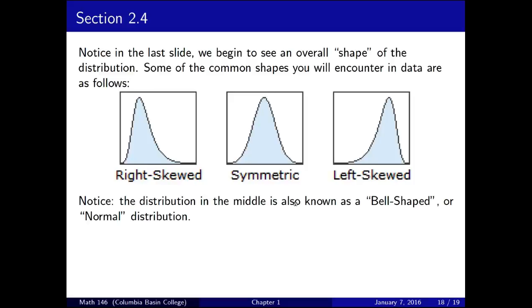This distribution in the middle is also known as a bell-shaped distribution, or maybe a normal distribution. We're going to use normal distribution most of the time in this class. Variables tend to follow one of these three, most of the variables we observe, although there's plenty of other distributions that could be the case. The ones we're going to deal with mostly in this class are going to be these three.